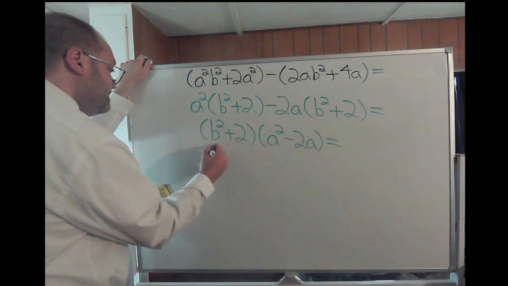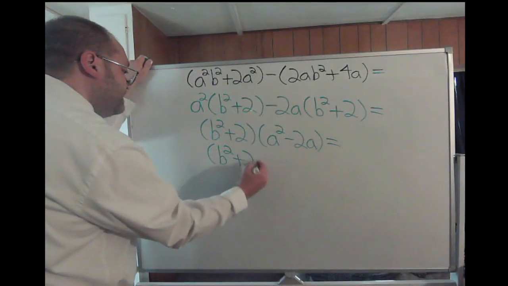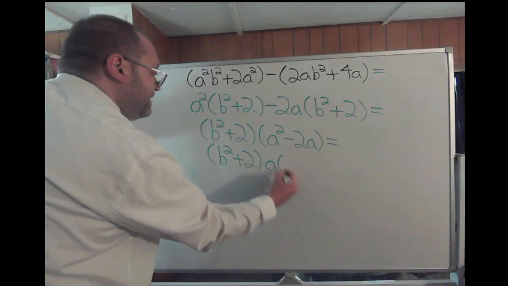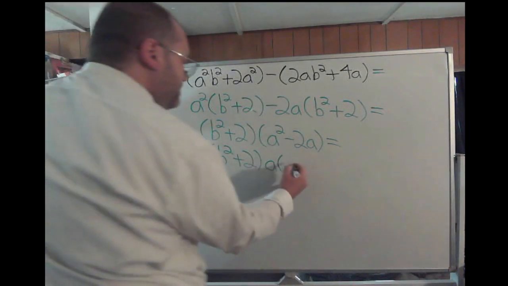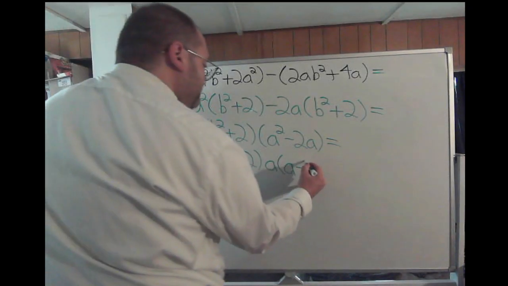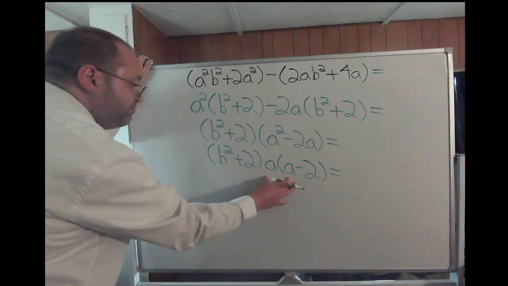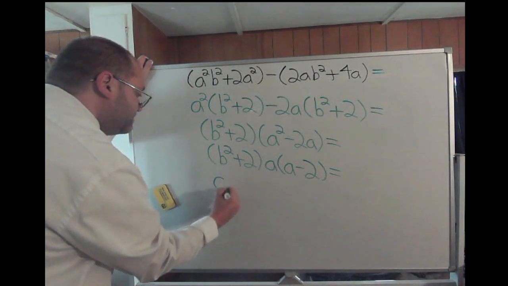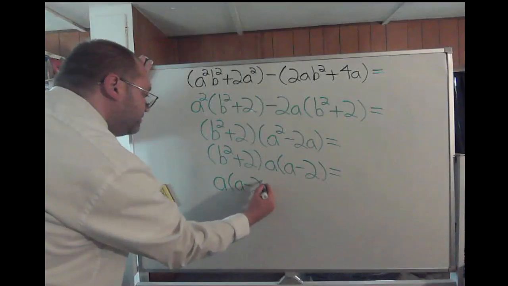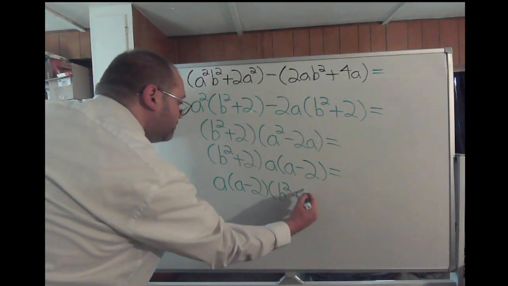If you keep your quantity of b squared plus 2, now take your second factor and factor out a common a. a times what equals a squared? That'd just be a. Minus a times what equals 2a? That'd be 2. So really, we're going to use the commutative property of multiplication to rewrite this. You would get a times the quantity of a minus 2 times the quantity of b squared plus 2.